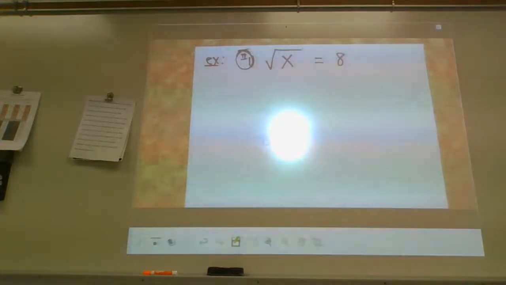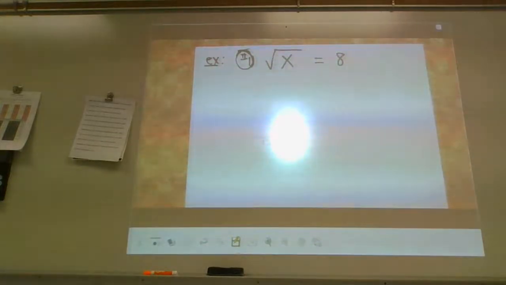This is a square root. How does one cancel out a square root? Well, Mr. Markey, you cancel it out by squaring both sides. Yes, you do. And when you square both sides, it will cancel out that square root.